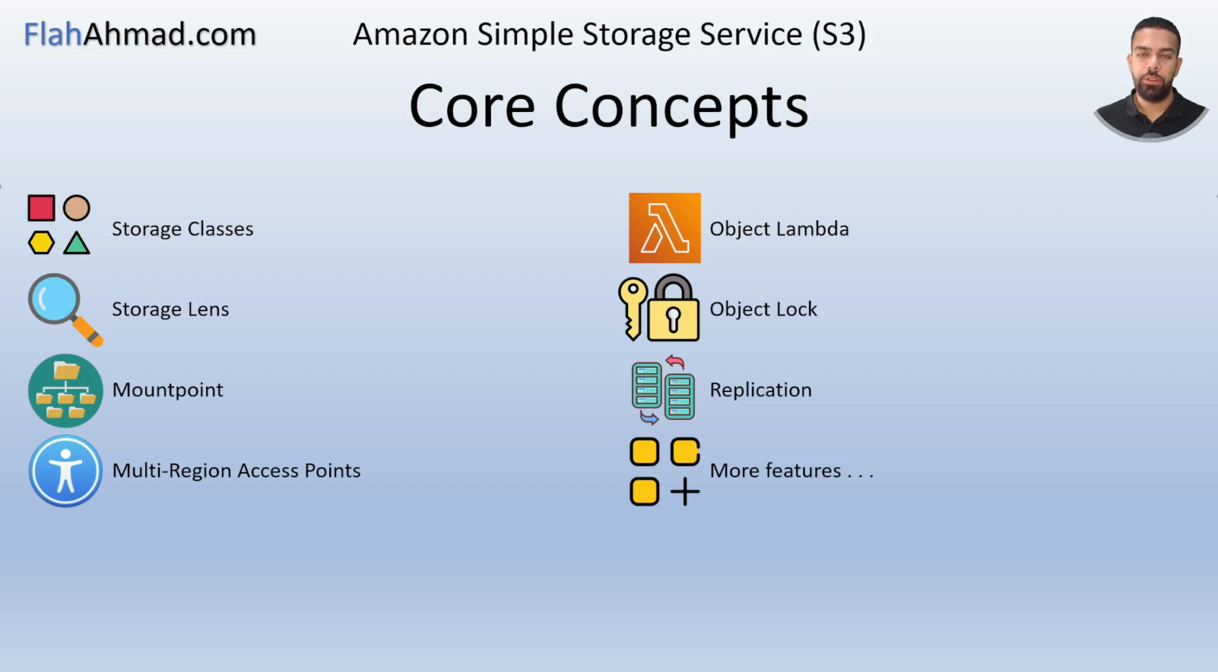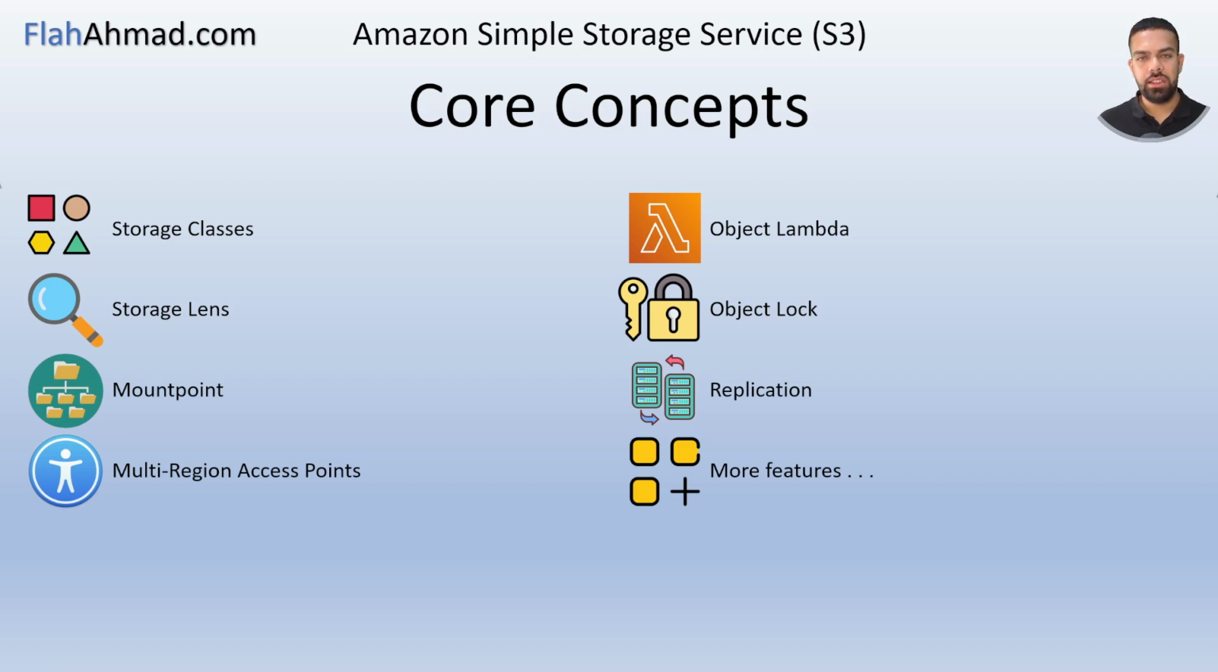S3 offers different storage classes designed to optimize costs based on how frequently you access your data and how quickly you need it. For example, S3 Standard is perfect for frequently accessed data, while S3 Glacier is ideal for long-term archival storage, where retrieval time is less critical. By choosing the right storage class, you can significantly reduce your storage costs without compromising on performance.